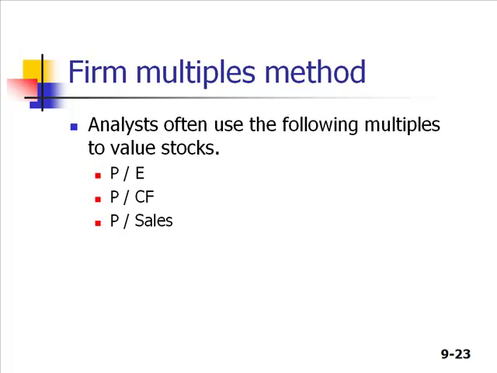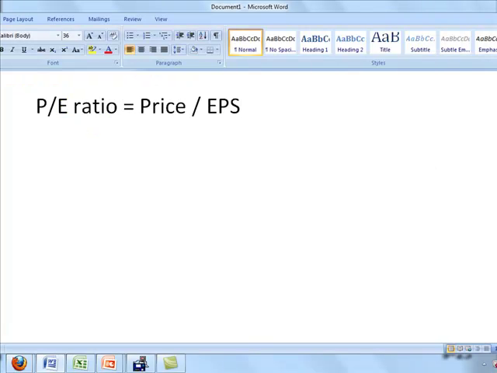In the firm multiples method, we're going to look at things like the PE ratio. That's the price to earnings ratio. And there are other things you could do, price to cash flow, price to sales. I'm going to focus in this example just on the price earnings ratio. I think that one is most often used when something like this is considered. The price earnings ratio, as you should know, is the price of the stock divided by the earnings per share. Earnings per share just being net income divided by shares outstanding.